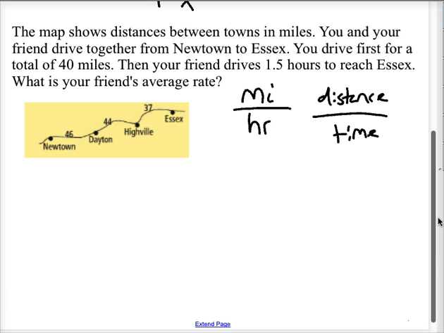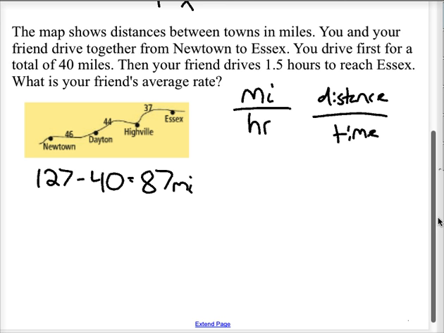All right, so how much did the friend drive? Well, it says that I drove for 40 miles. Well, how many miles are there? Well, 46 plus 44 plus 36. There's 127 miles to this trip. And again, it says that you already drove 40 of those. So your friend drove 87 miles. All right, so that's how much your friend drove.